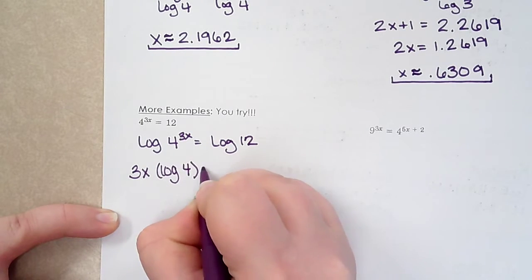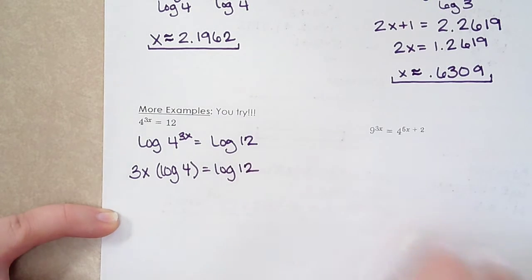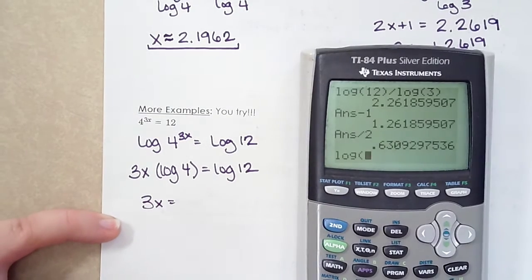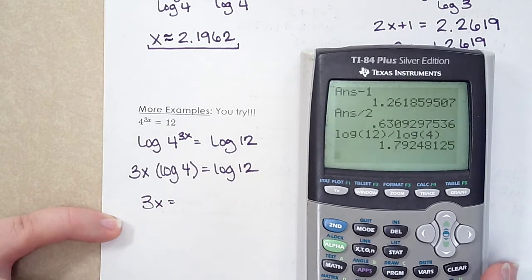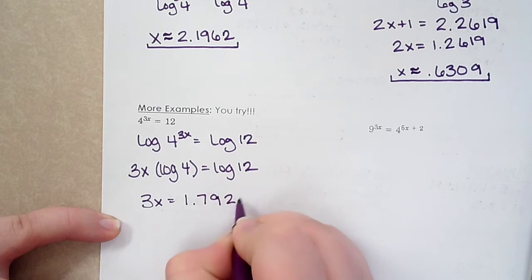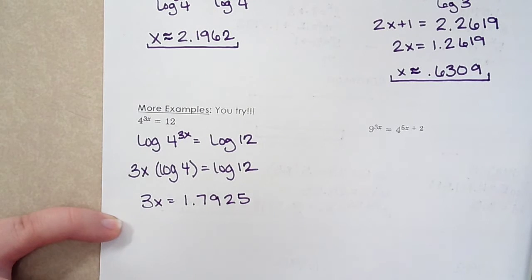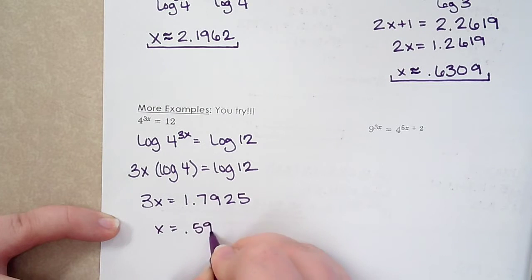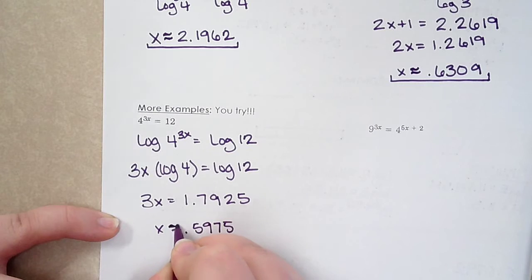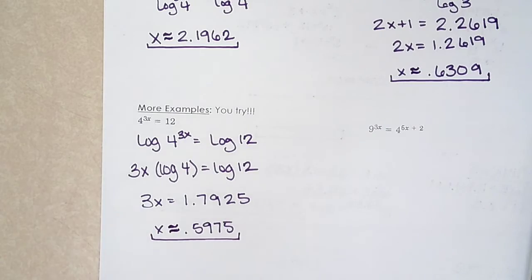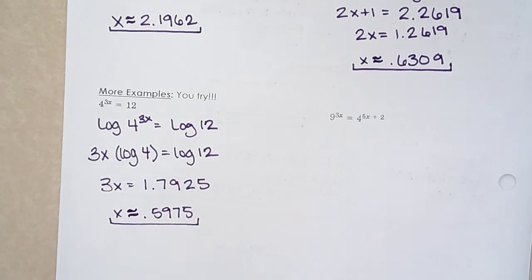Log of 4 to the 3x equals log of 12. Divide both sides by log of 4. Log 12 divided by log of 4 is 1.7925. Divide by 3. You get x equals 0.5975. You can tell I'm really bad with my approximate equal sign, but I won't mark you off if you put an equal sign because I understand that it's rounded.